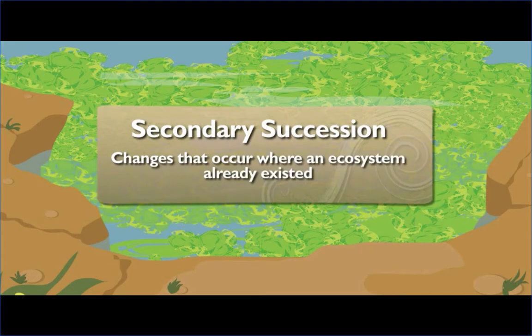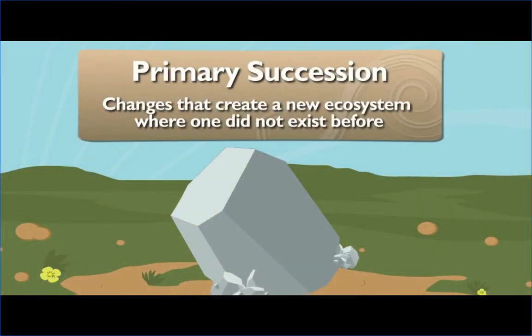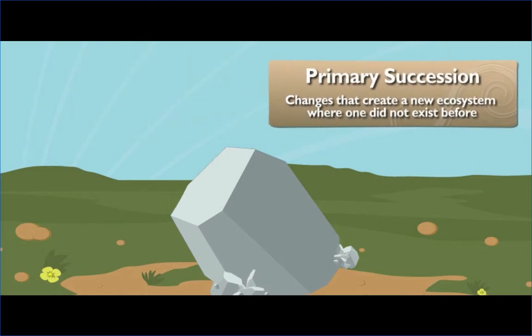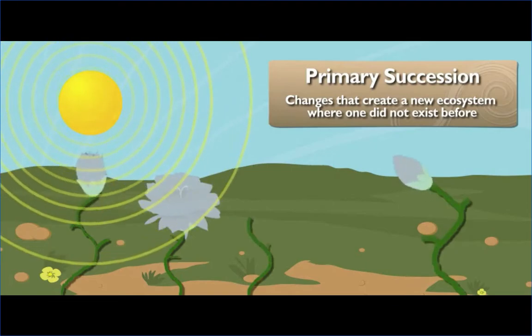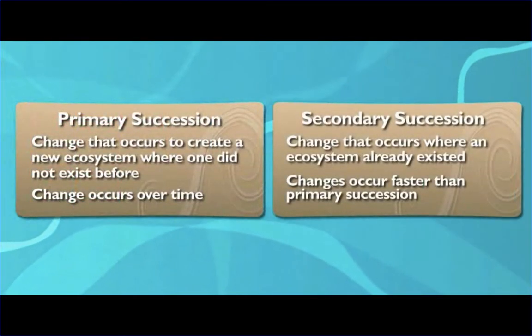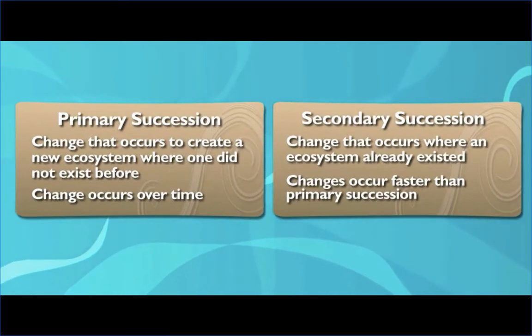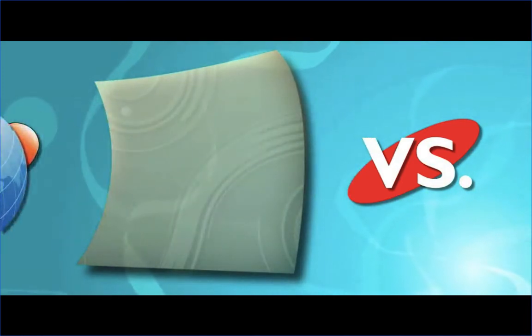The ecosystem is already in full swing, so secondary succession usually happens faster than primary succession. Exactly. Now, primary succession is the birth of an ecosystem and is the change that happens right at the very beginning when there's nothing but rock. It takes a while, but eventually that rock turns to soil. Plants begin to grow and an ecosystem is created. Well, whether the change is primary or secondary, the ultimate goal of succession is for a complete ecosystem to exist. It's the way ecosystems fight to survive.